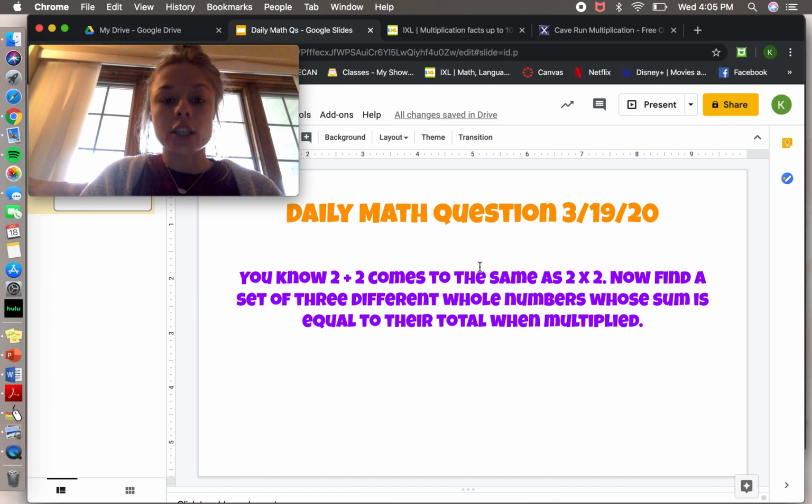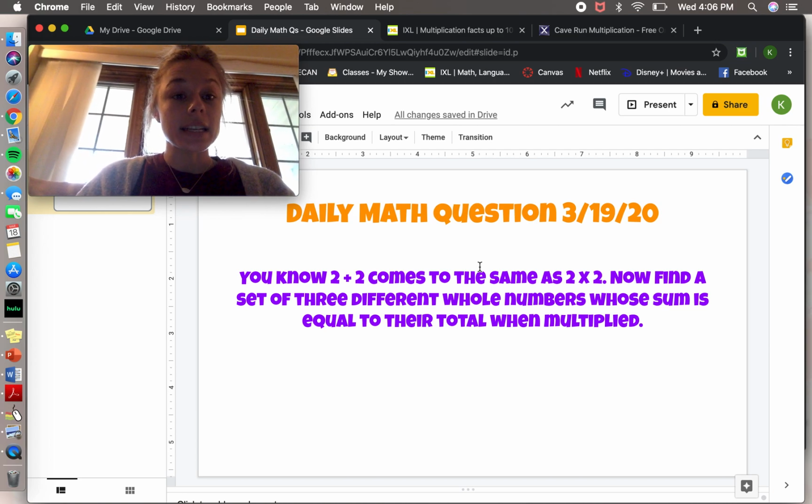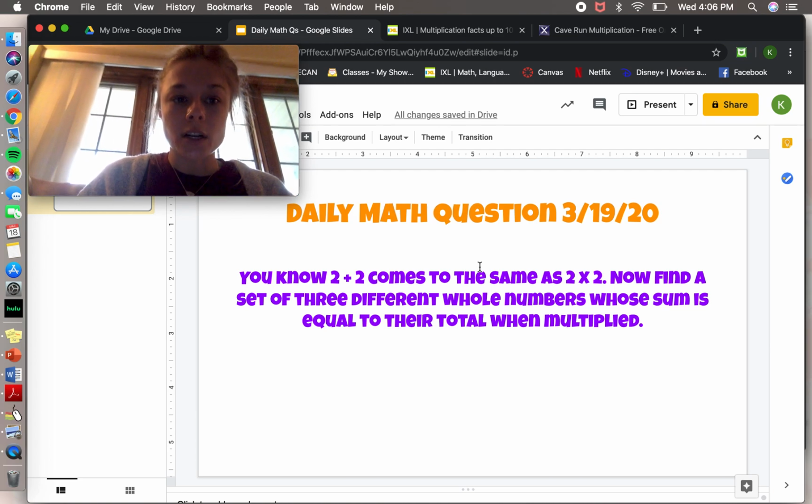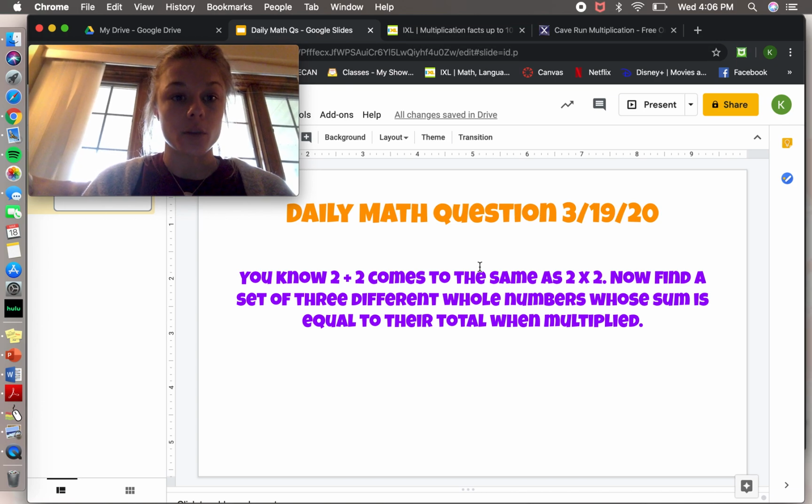So this one says, you know that 2 plus 2 comes to the same as 2 times 2, because they're both 4. Now find a set of 3 different whole numbers whose sum is equal to their total when multiplied. So you want to see if you can find 3 different numbers that have the same answer when they're added or multiplied. That's to really just get you thinking, and then you can answer that right in Shobi. And then I will message you back on Shobi.